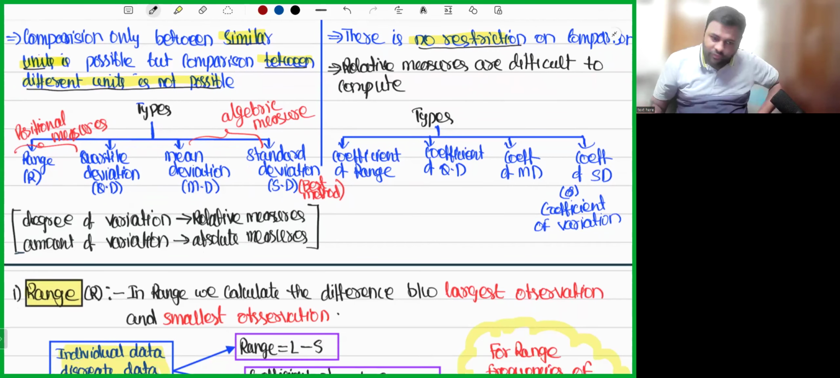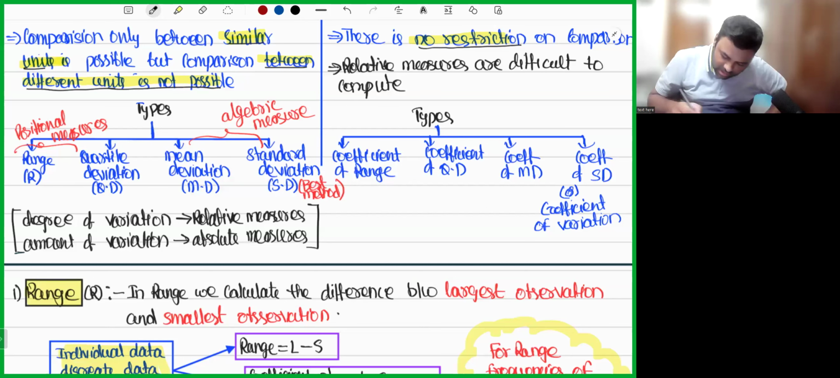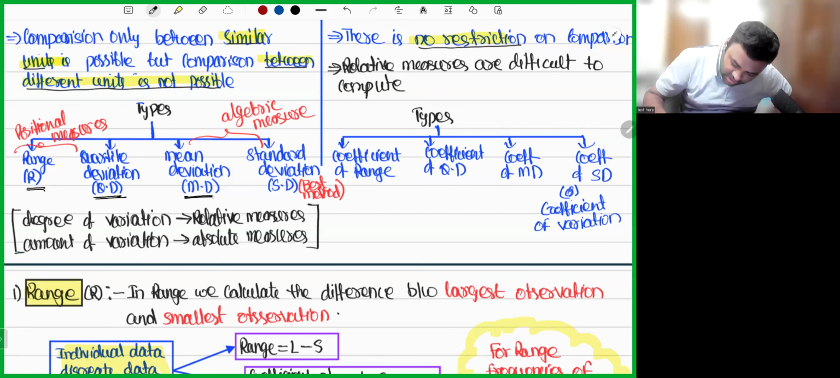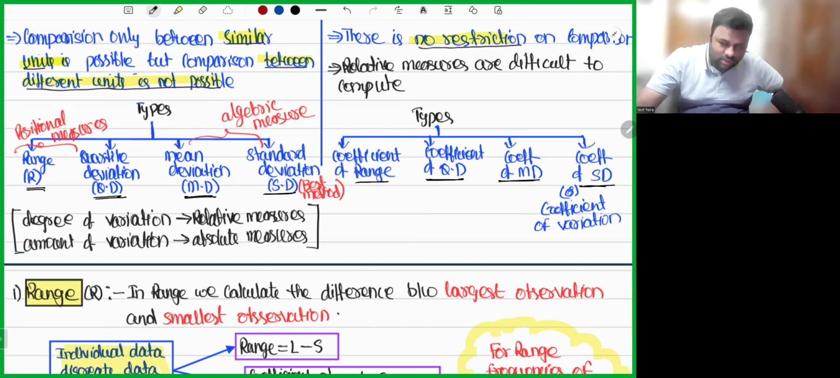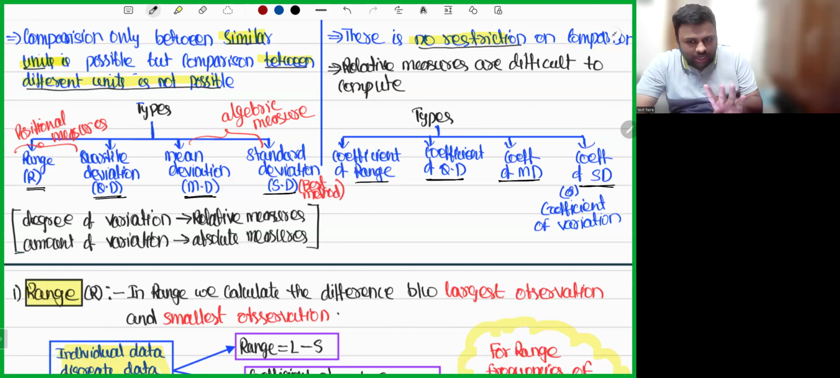Next, how many types do we have? 4 types of absolute measures and 4 types of relative measures. Absolute: range, quartile deviation, mean deviation, standard deviation. Relative: coefficient of range, coefficient of quartile deviation, coefficient of mean deviation, coefficient of standard deviation. So 4 absolute measures, 4 relative measures.